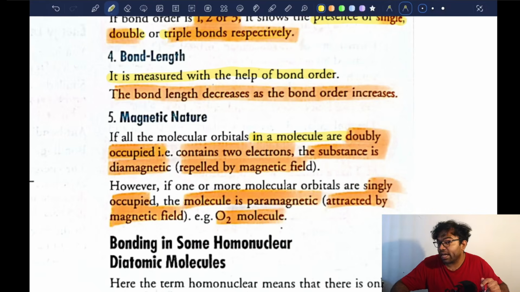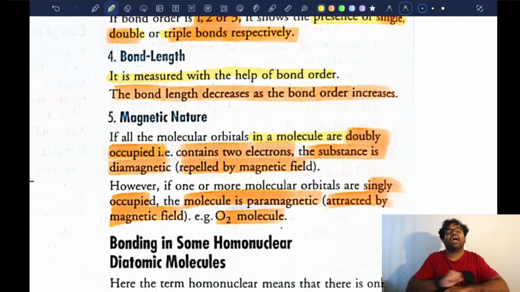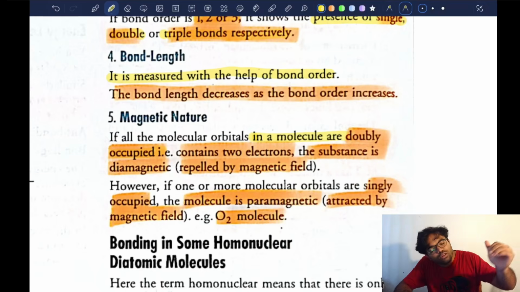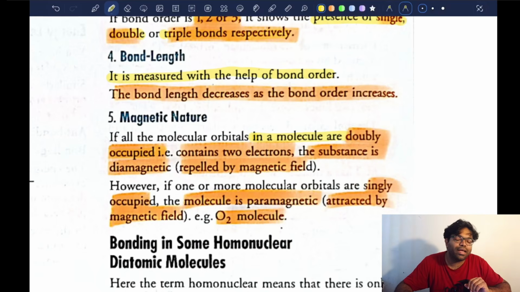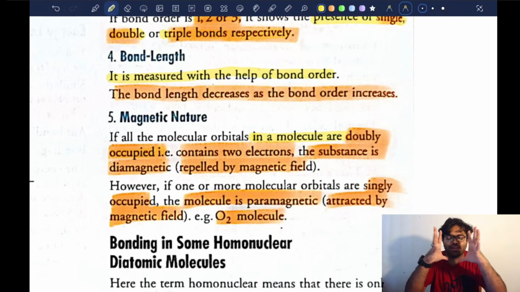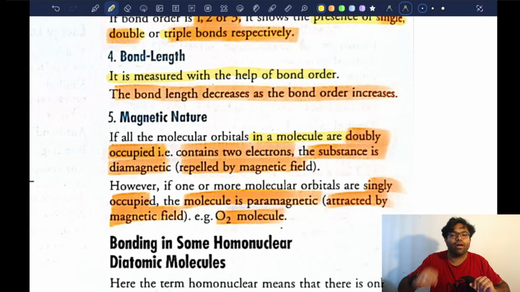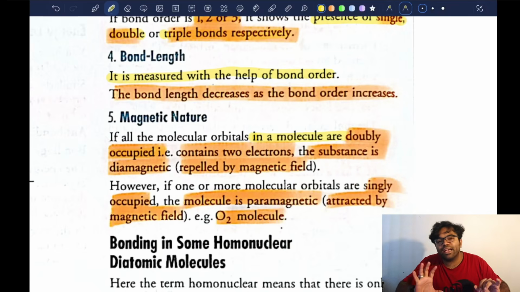Okay, but if there are unpaired electrons present in any of the molecular orbitals, then what happens? It becomes paramagnetic. And as we have already discussed, how does a paramagnetic material differ from a diamagnetic material? A paramagnetic material will allow the flow of magnetic field through itself, whereas a diamagnetic material would try to repel it. It won't allow the flow of the magnetic field through its body. That's how paramagnetic and diamagnetic materials differ from each other.